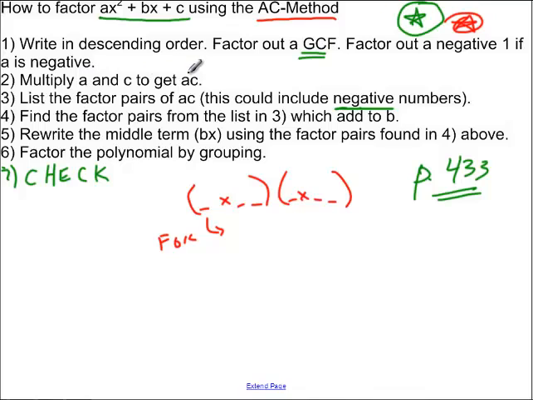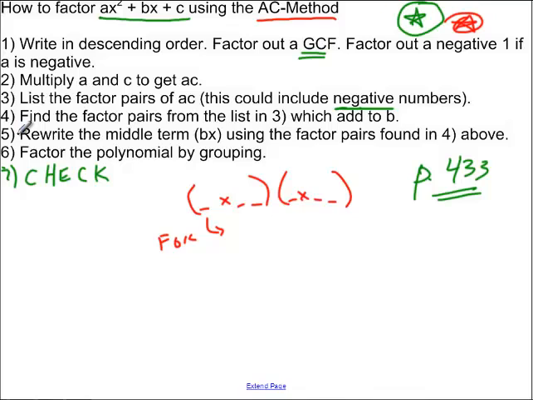After that, we multiply a and c to get AC, and then we list the factor pairs of AC, including negative numbers if needed. And then we find the factor pairs from this list that add up to our B term. B could be positive, B could be negative, so we've got to pay attention to negative signs. We've got to pay attention to the product pairs that add up to B, and that's going to be important. That's going to allow us then to rewrite the middle term in step number 5, in terms of that factor pair that multiplied together to give us AC and added up to B.